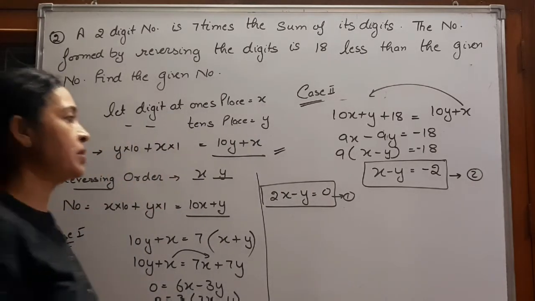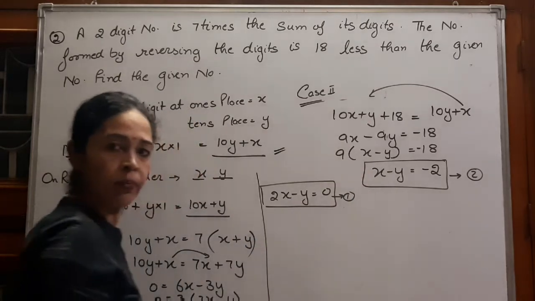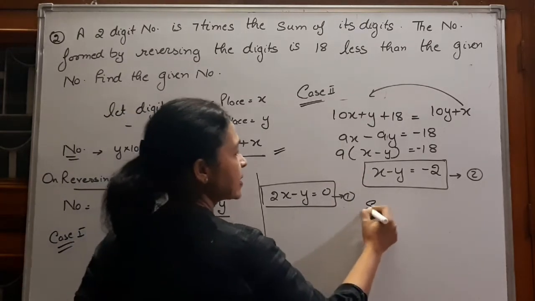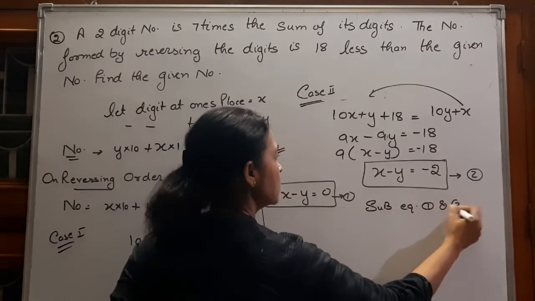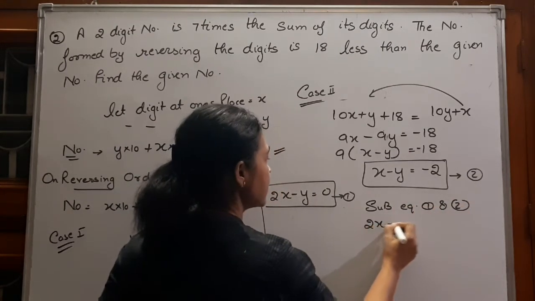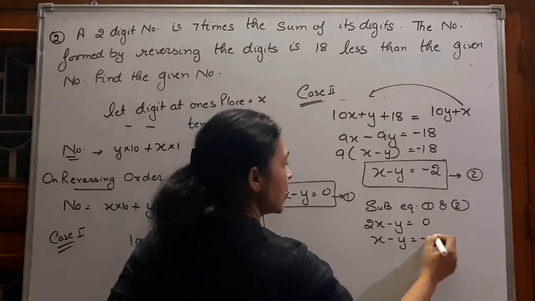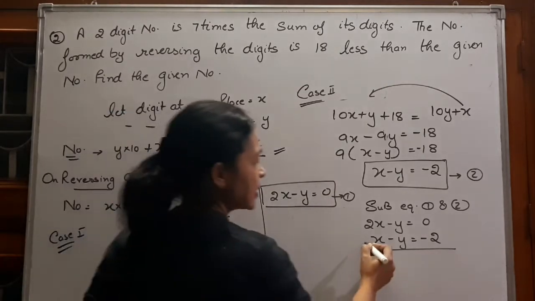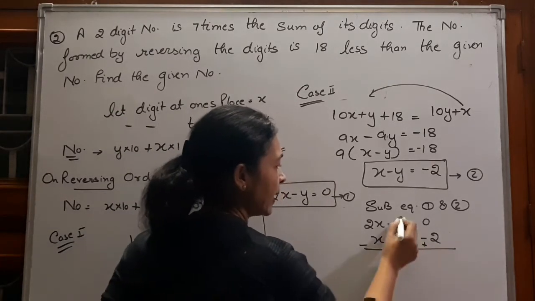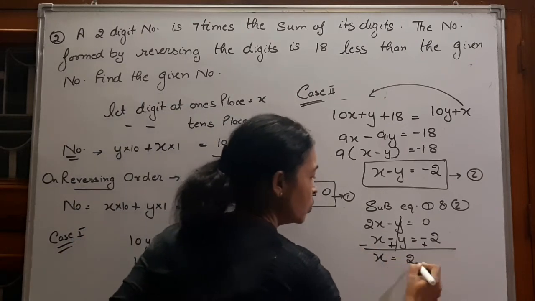Now solve these equations. The coefficients of y are the same, 1 and minus 1. Let's subtract equation 1 and 2. Equation 1 is 2x minus y equals 0 and equation 2 is x minus y equals minus 2. When we subtract the equations, the sign will change. y gets cancelled. 2x minus x, x equals 2.